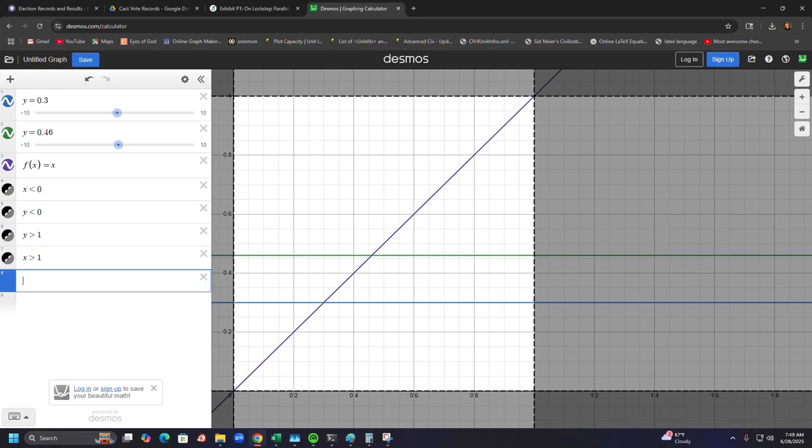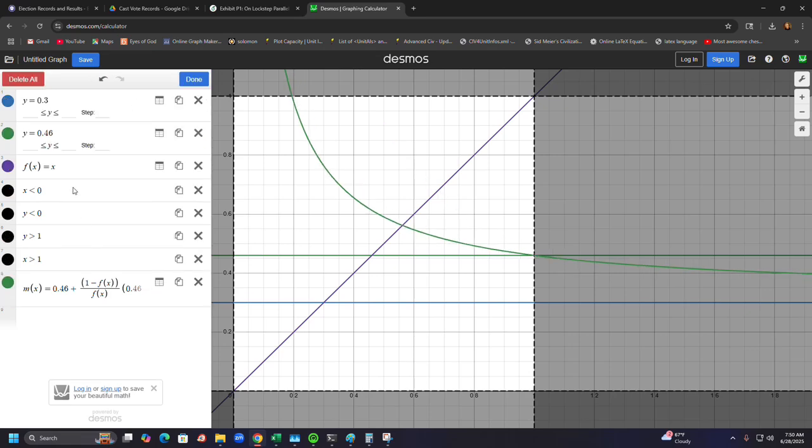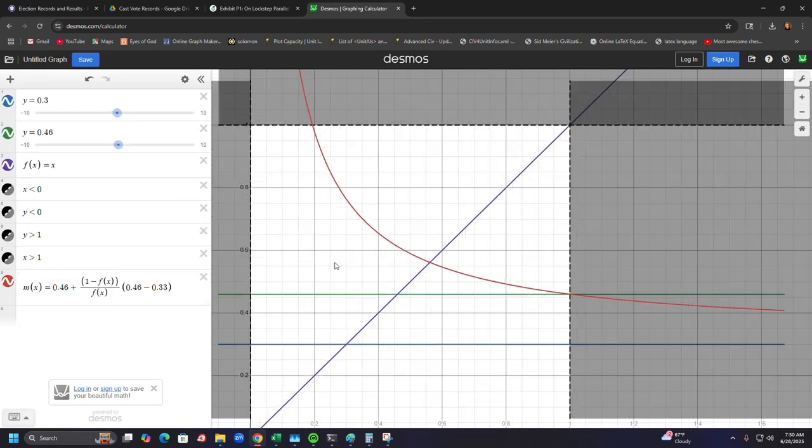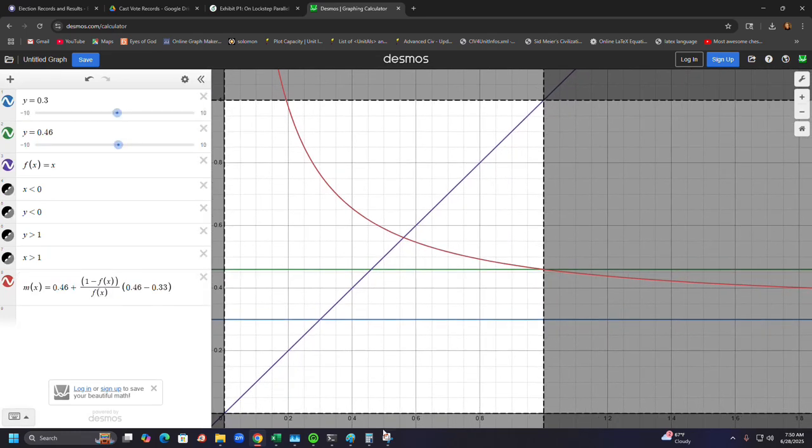Then we're going to forcibly back solve for the Republican opposed percentage. Okay, that has to be 0.46 plus (1 minus f of x) over f of x, times (0.46 minus 0.33). And now you see this forcing sequence. Okay, it can't be anything else.